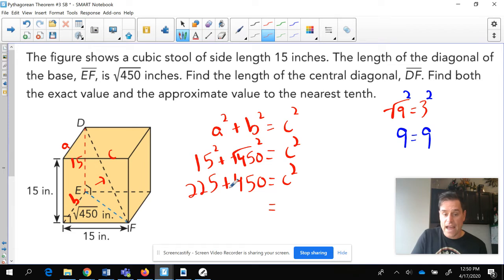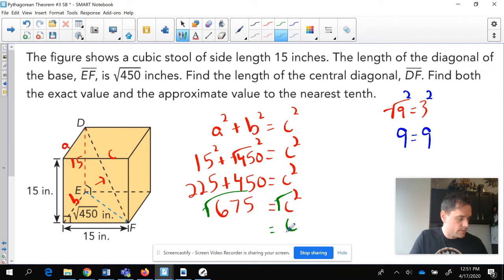So from there, we can add those together. That's going to be what? 675 equals C squared. And we can just find the square root of that, and use our calculators here. 25.98, I'm going to round that to 26 inches.